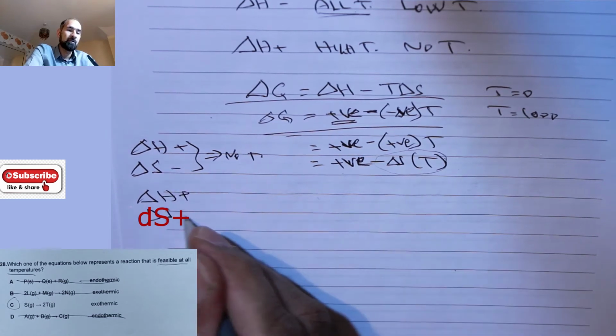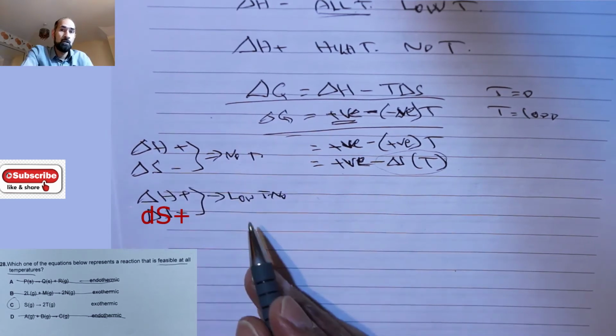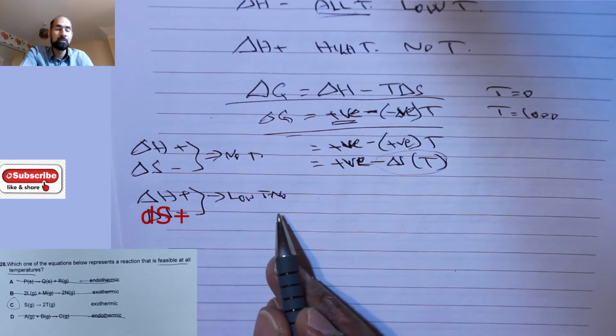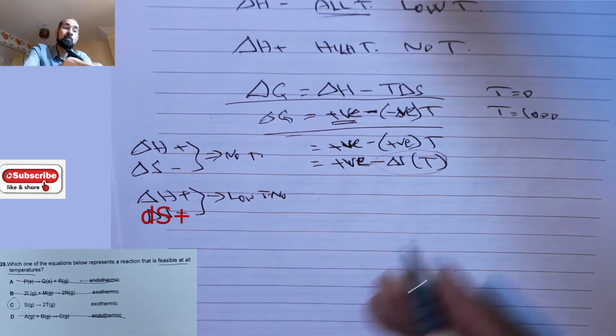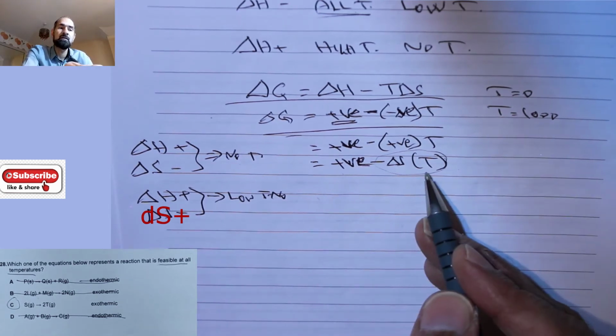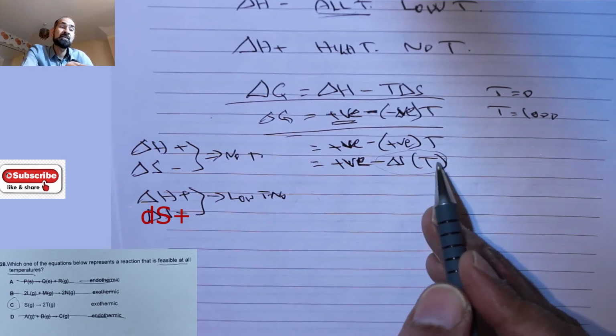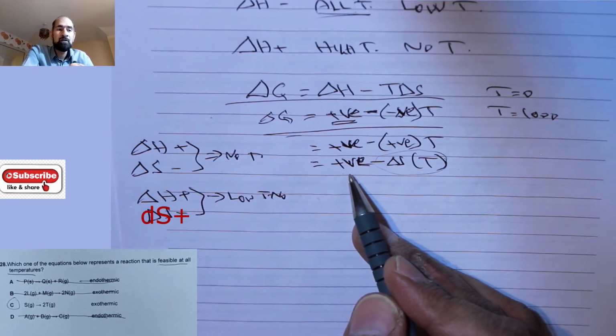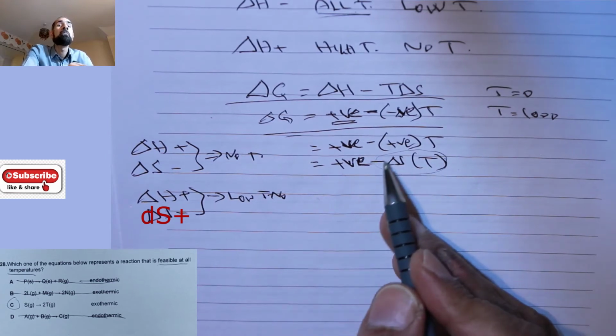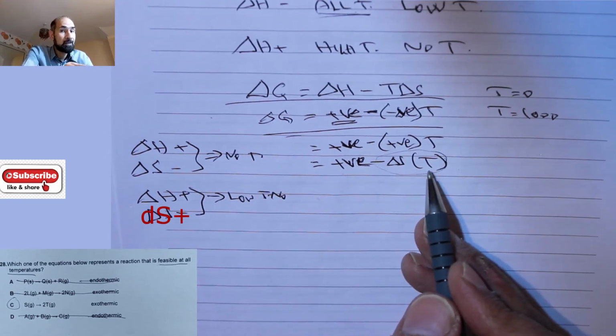So this is the second example I'm using. Low temperatures, it's not feasible. Okay? What about high temperatures? So if I have 1,000 here, right? So 1,000 here means I'm going to have a positive number, take away a large number. That means I can get a negative number.